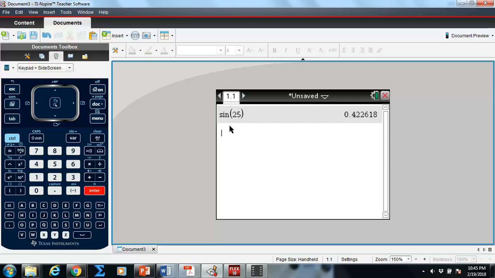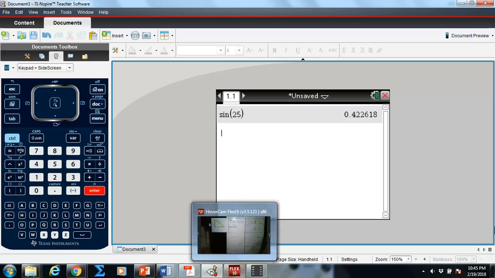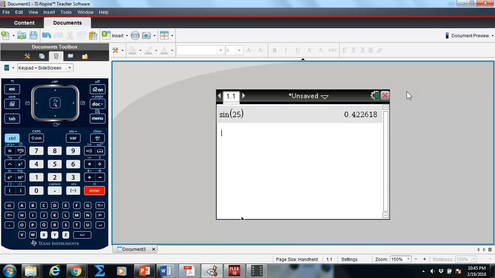Now our calculator has rounded this for us, but I'm going to write out all of these decimals. So I'm going to write out 0.422618. If you're not getting the same decimal when you type in sine 25, your calculator may be set to a different mode called radian mode. If that's the case, just bring it to me and let me check it, and let me see if I can get it into the degree mode, since we're measuring our angles in 25 degrees. I'll check that for you, okay?